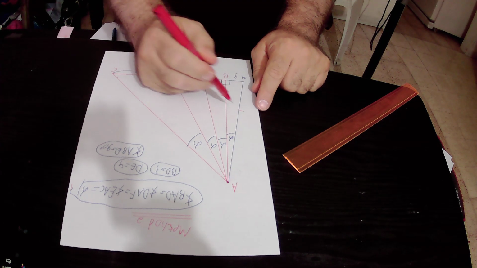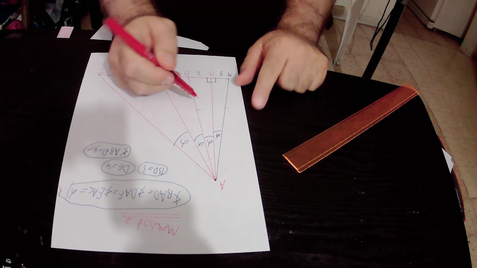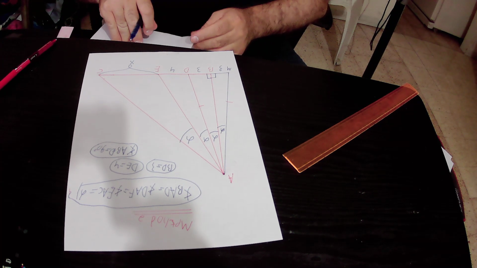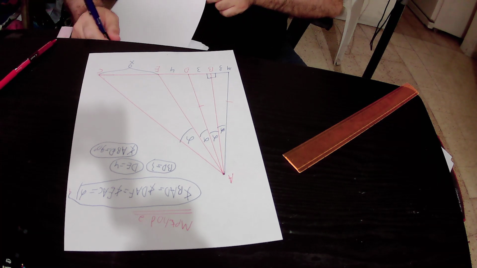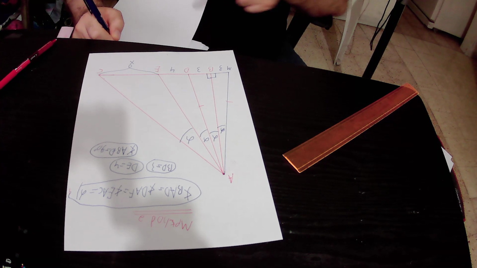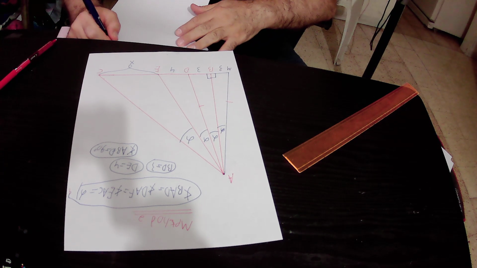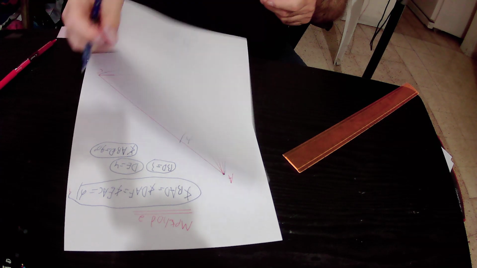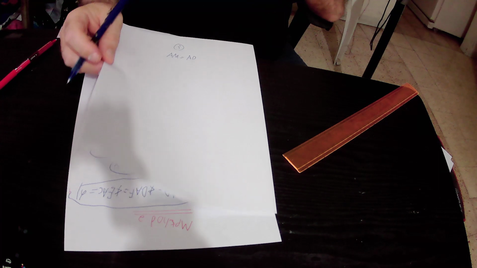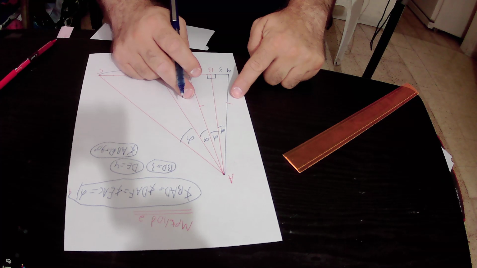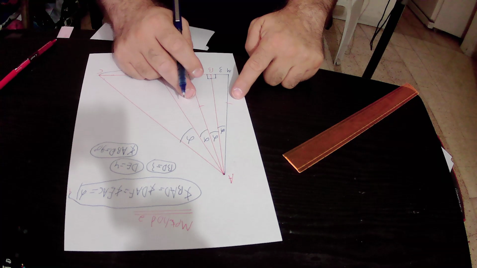AM equals AD, side AM in triangle AMB equals side AD in triangle ABD. Okay, AM equals AD, and those two sides are equal to each other according to the rule that corresponding sides in congruent triangles are equal to each other.